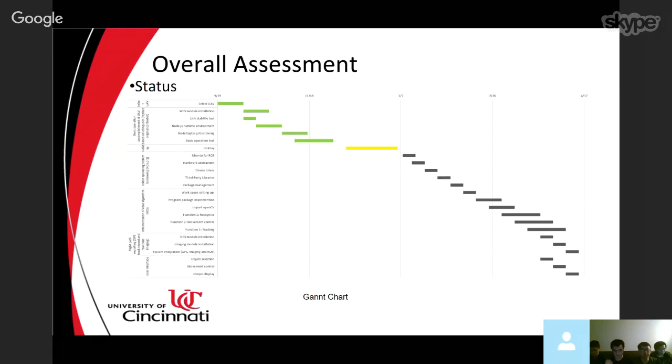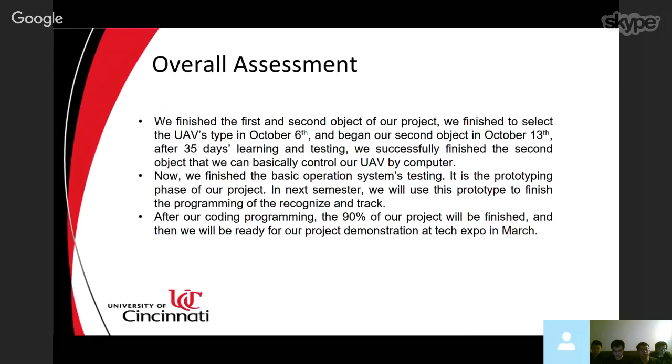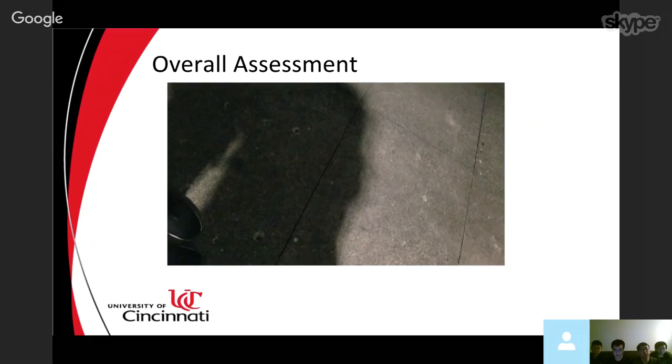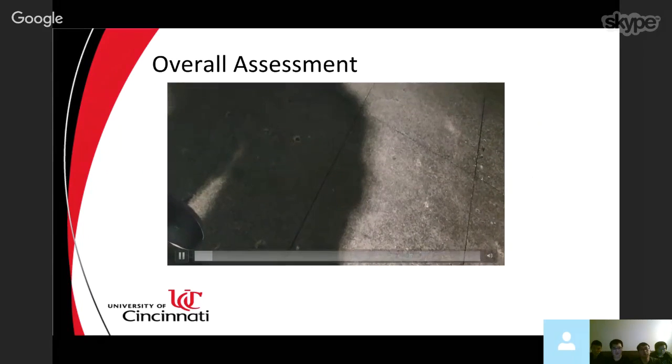Those are the prototype of our project. After our coding program, about 90% of our project will be finished, and then we will be ready for our project demonstration and technical exposure in March. And finally, this is a video where we control our UAV by computer.